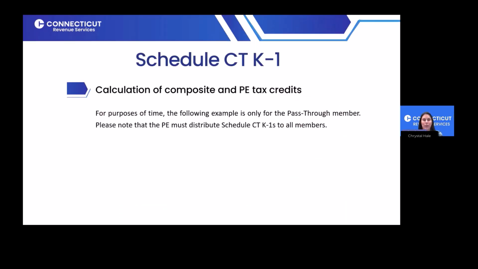And lastly, I'm going to go over a Schedule CTK1 that is being issued from this pass-through entity to a member. We're going to go into detail the calculation of the composite and PE tax credits on this Schedule CTK1. And just a disclaimer, for purposes of time, the following examples are only for the pass-through member. Please note that the pass-through entity filing the composite return must distribute Schedule CTK1s to all of its members.